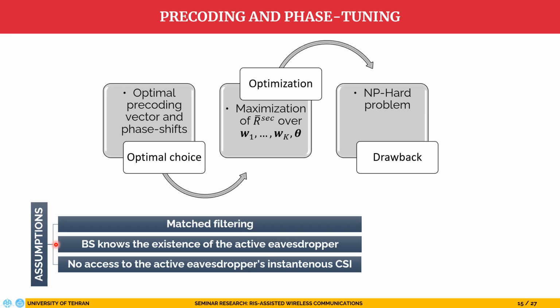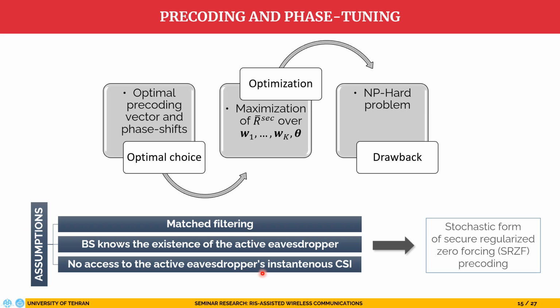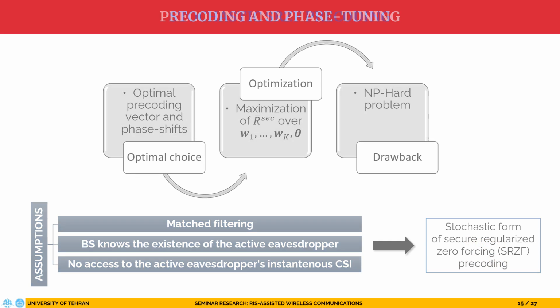So we make some assumptions. We use matched filtering for WK. Another assumption is that the base station knows the existence of the active eavesdropper but has no access to the active eavesdropper's instantaneous CSI. So the optimization problem would be a stochastic form of secure regularized zero-forcing precoding.